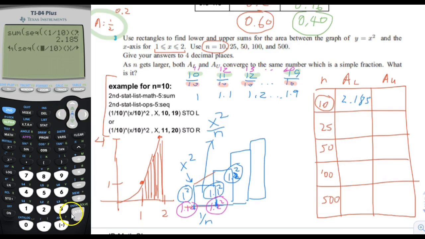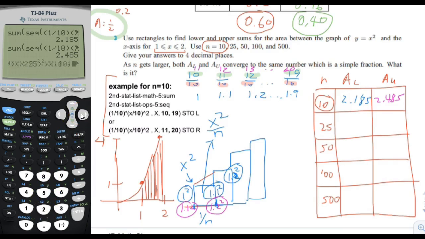Okay? Everything else is going to be the same for the upper. And we get 2.485. How about if we do this with n equals 10? How does that work? Or n equals 25. So now we just need to change some of the counter values. Instead of the n value, instead of 10 we're going to put 25. And then instead of this 10 we're also going to put 25.